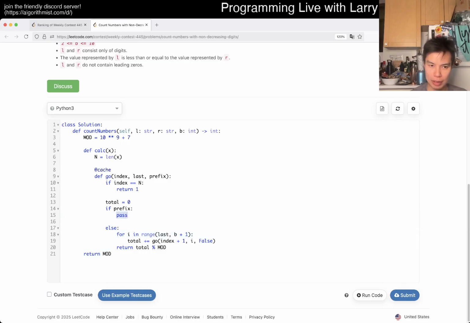So now, if it is prefix, then we have, if this is the prefix, we go, okay, for range of i, we start from still the last element. We go all the way up to, well, at most b plus 1 for inclusive, but also the x sub index, right?